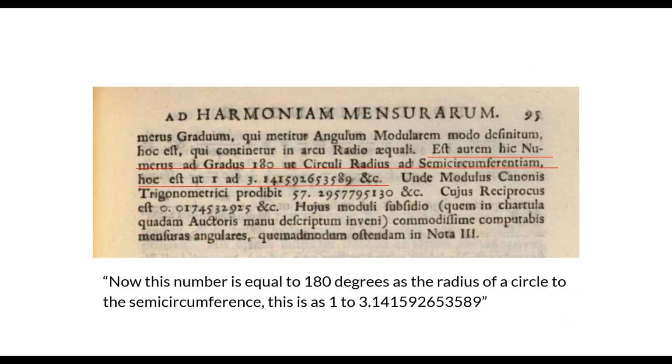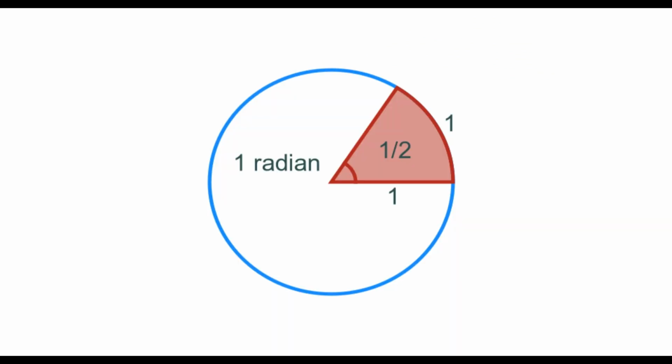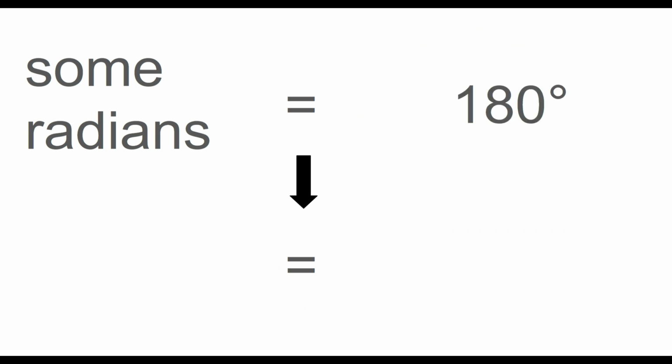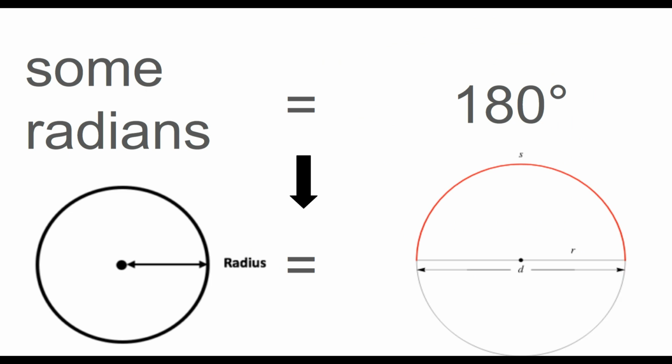Quoting his writing directly, he says, "Now this number is equal to 180 degrees as the radius of a circle to the semicircumference, as this is 1 to pi." What this means more clearly is that he understood a method of measuring angles by using units of radius length arcs along the circumference. He knew that the number of these new units that would be equivalent to 180 degrees would be equal to the amount of times you can fit a circle's radius into half of its circumference.